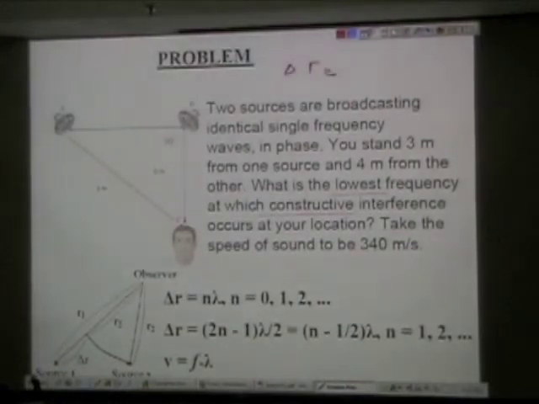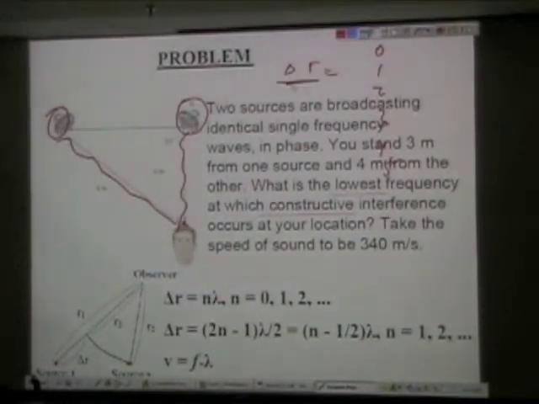Path length difference equals 0, 1, 2, 3, 4, or 5. So that's source number 1, that's source number 2. This is the location of the observer. Of course, the sources are in phase, and two waves traveling.